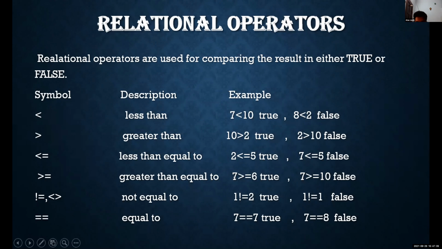And greater than or equal to. 7 >= 6 is true. 7 >= 10 is false, since 7 is not equal to 10. The next symbol is not equal to. Here 1 != True is false. Next, 1 == 1 is true. And the next one is the equal to operator. 7 == 7 is true, and 7 == 8 is false.